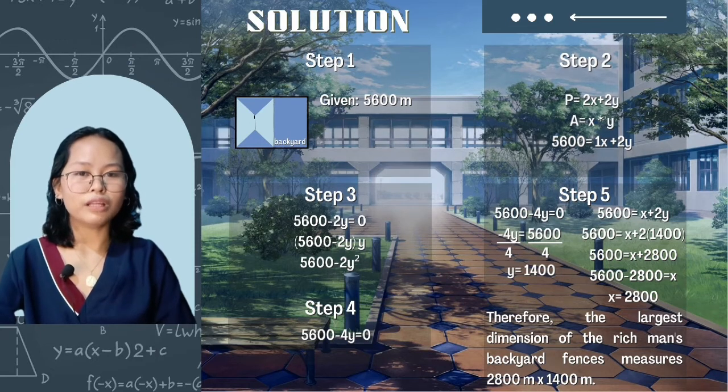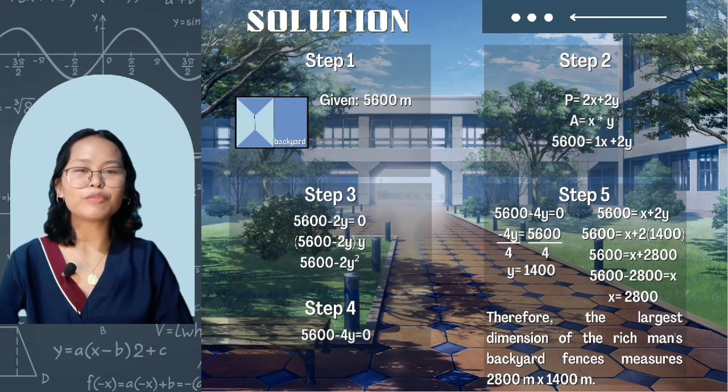It is said in the problem that the back part of the rich man's house is not included. From 2x plus 2y is equal to 5,600, we reduce one side of the rectangle, and have our last formula, x plus 2y is equal to 5,600. Step 3 is to make our sub-constraints into our objective equation.